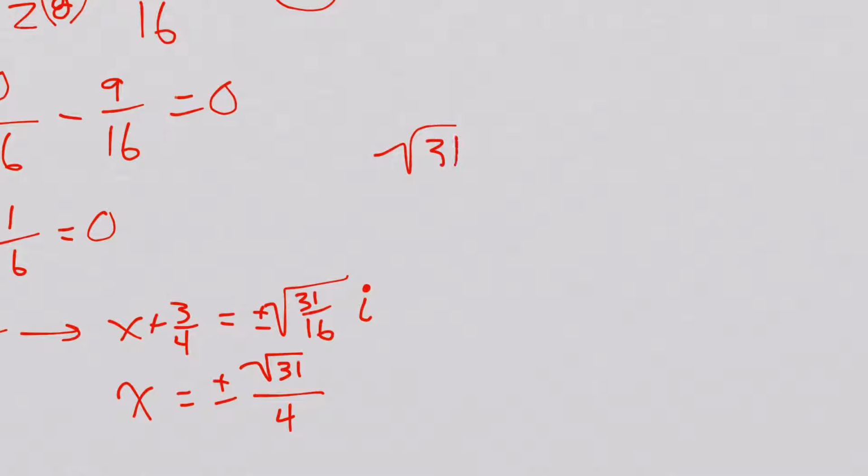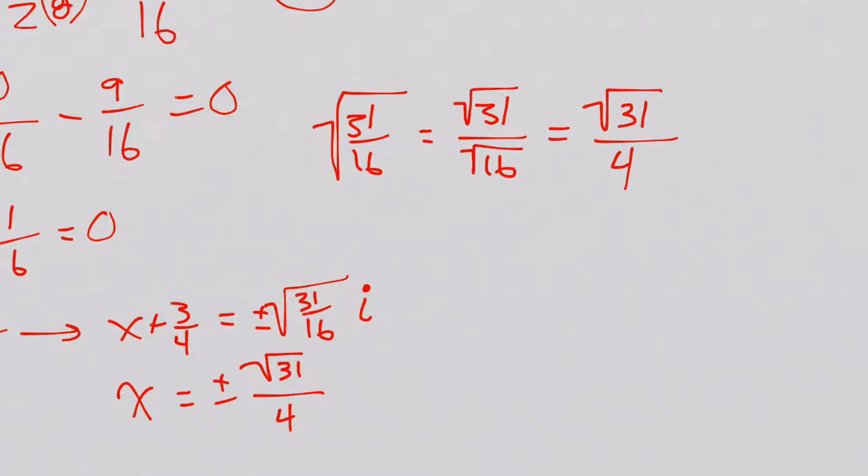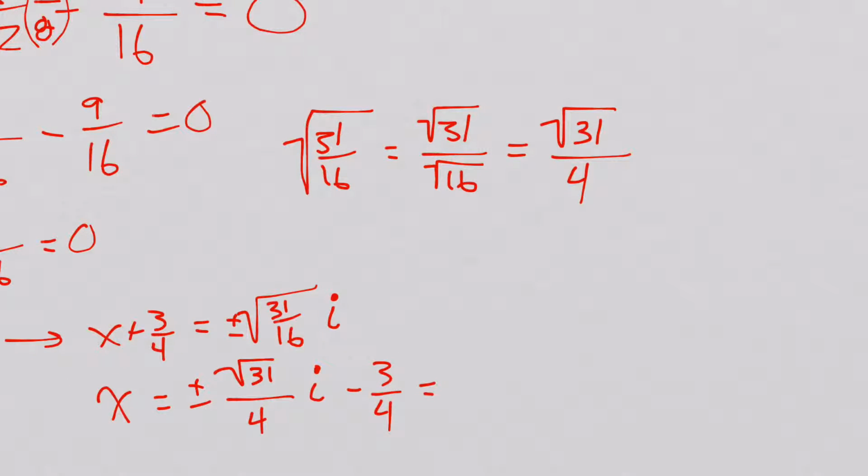I split the square root of 31 over 16 up into the square root of 31 over the square root of 16, and then the square root of 31 over 4, because the square root of 16 is 4. This is so terribly written. Hold on. Okay, that is what I did. So I have plus or minus that i, and then I need to subtract the 3/4, so minus 3/4. So if I rewrite this in another way, they have a common denominator of 4, negative 3 plus or minus the square root of 31, all of that over 4, all of that with an i at the end.